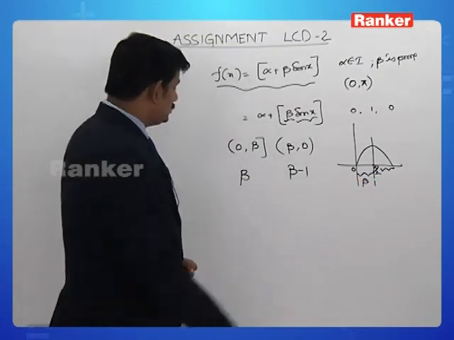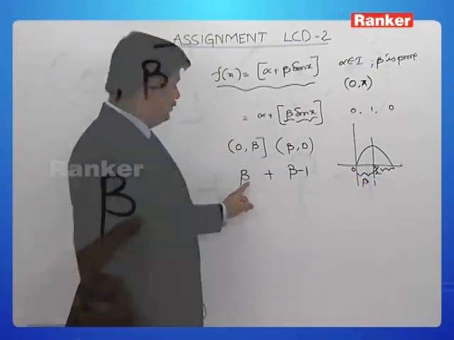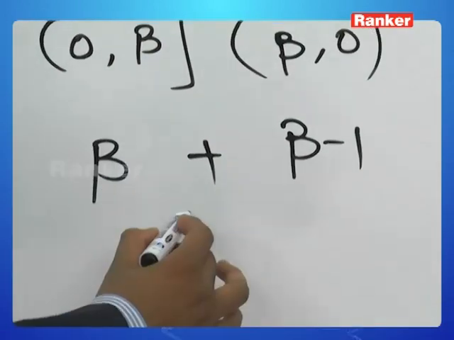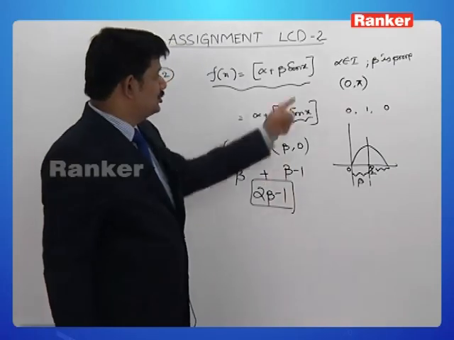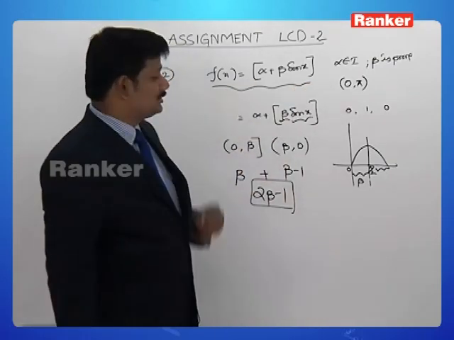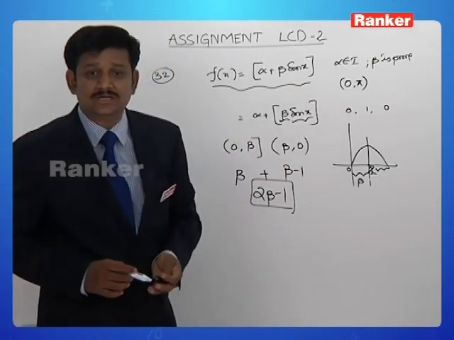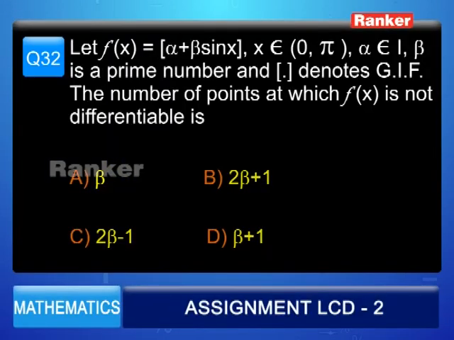So altogether we can say there are beta plus beta minus 1, that is 2 beta minus 1, points of non-differentiability between 0 and pi for the function f of x equal to the integral part of alpha plus beta sin x. So the answer is 2 beta minus 1, which is option C.